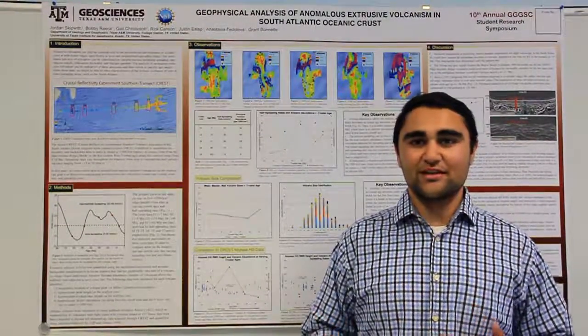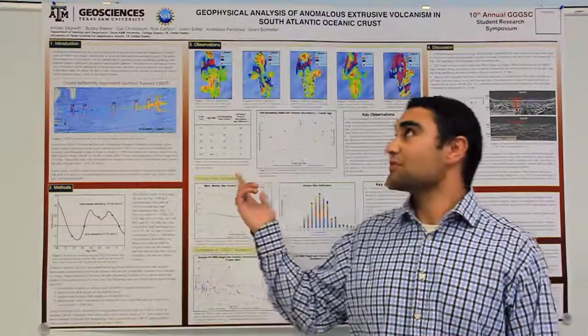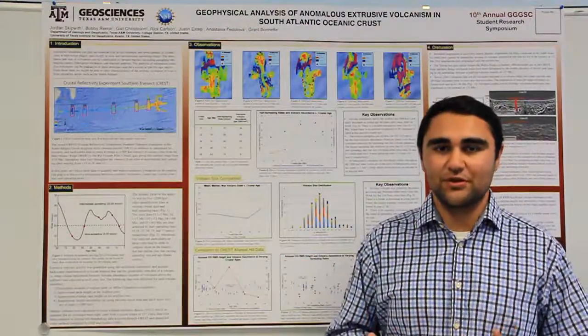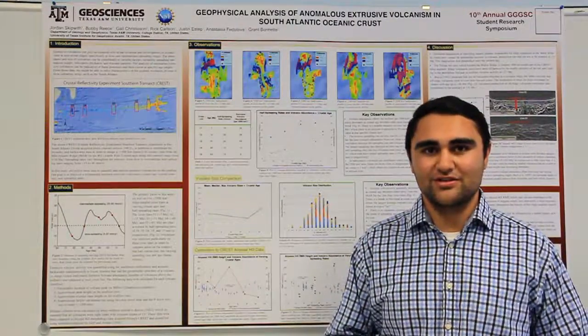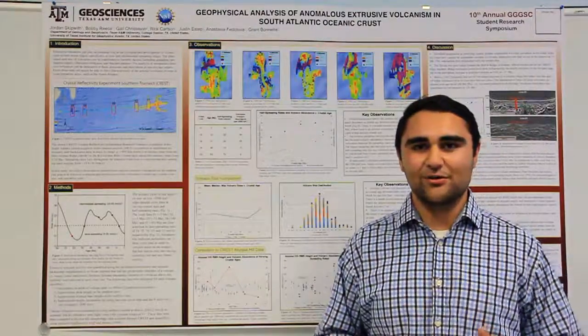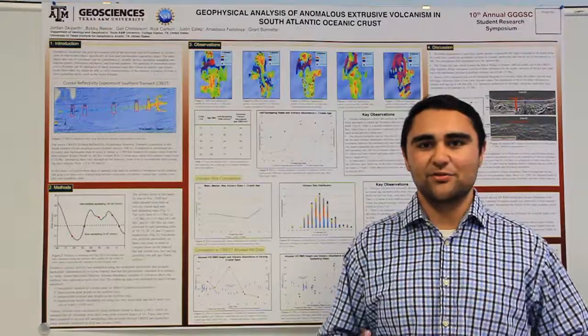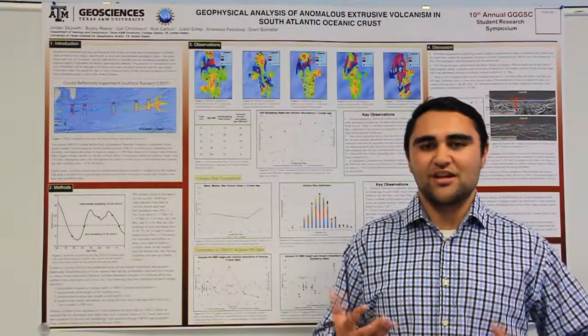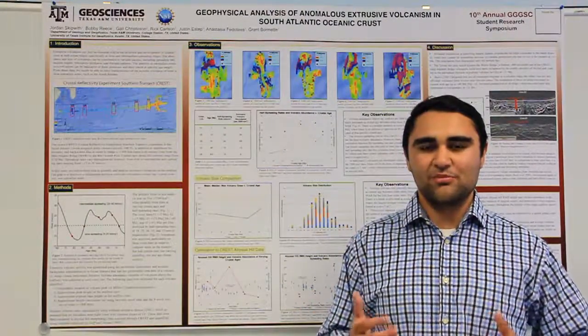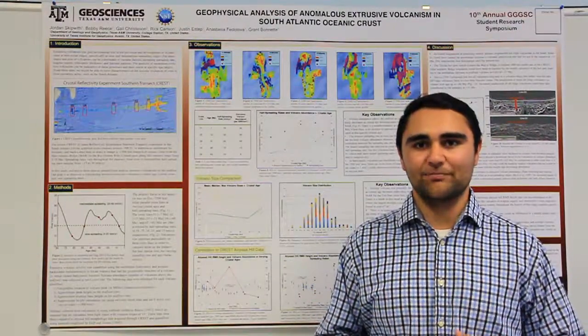I'm a senior undergraduate at Texas A&M University, and my study pertained to conducting a geophysical analysis of anomalous extrusive volcanism in South Atlantic oceanic crust. So extrusive volcanism can play an essential role in the accretion and development of oceanic crust, specifically in our case at a slower intermediate spreading ridge in the South Atlantic Ocean. By understanding the processes that control this volcanism, we can begin to understand how the tectonics have evolved over time.